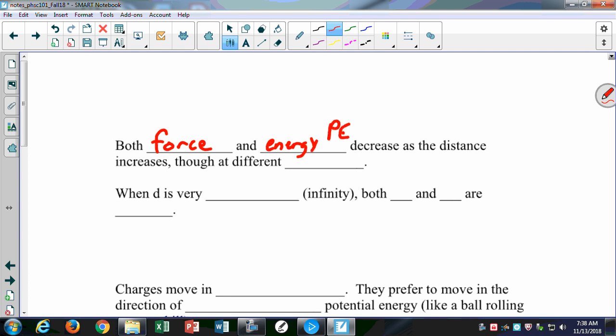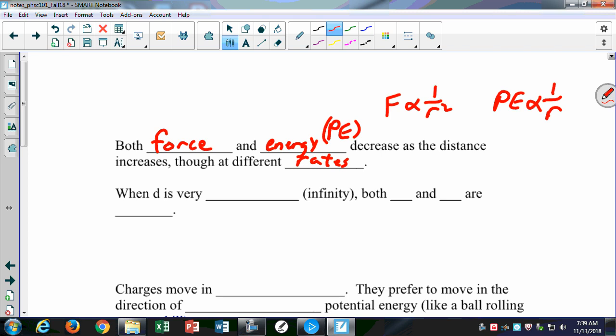Energy, that's potential energy. And be careful that you're differentiating between potential energy and potential. Remember, potential is an energy per unit charge, and potential energy is like what we've talked about already, like the potential for motion. So both force and energy decrease as the distance increases, though at different rates. What I mean by that is that the force is proportional to 1 over r squared, but the potential energy is proportional to 1 over r. If you forget that, they're on your equation sheet.